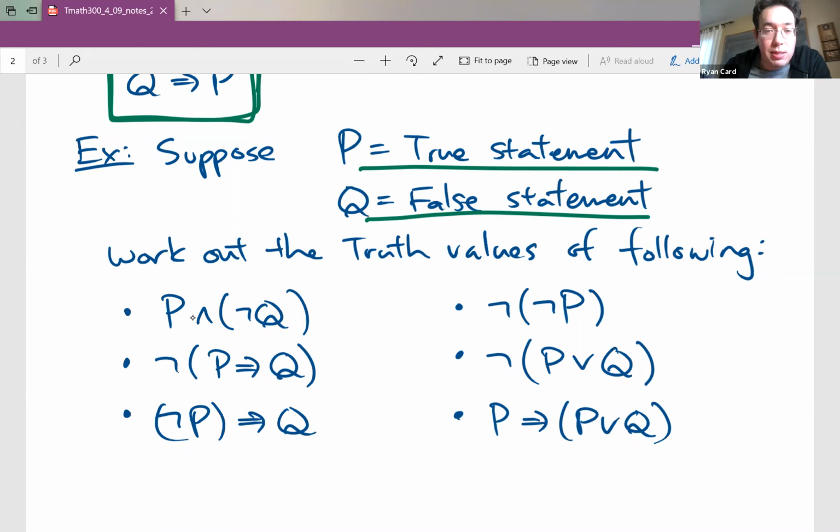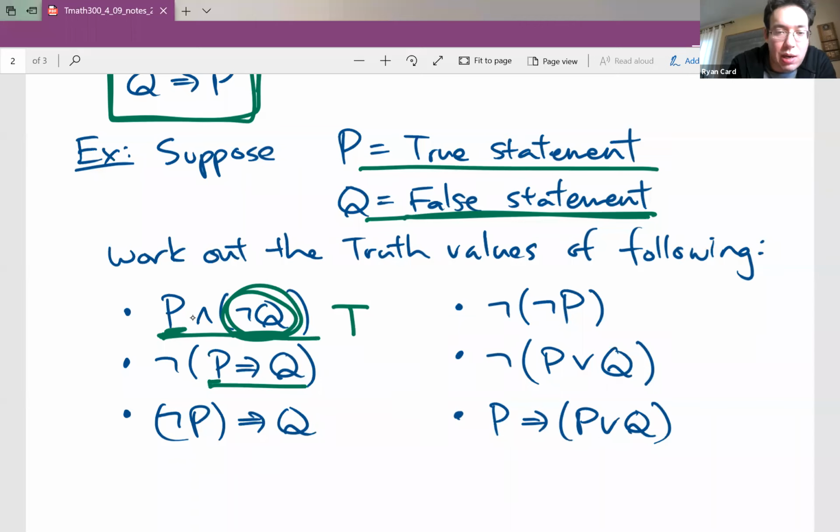Okay, let's cover the solution. For the first sentence, we look at the parentheses first. Not Q is going to be a true statement because Q is false. So a true statement and a true statement will be a true statement overall. Next, P implies Q. This is a situation where a true statement is pointing towards a false statement. So the implication part is false, but there's a not symbol in front, so you flip the truth value. This becomes true overall.